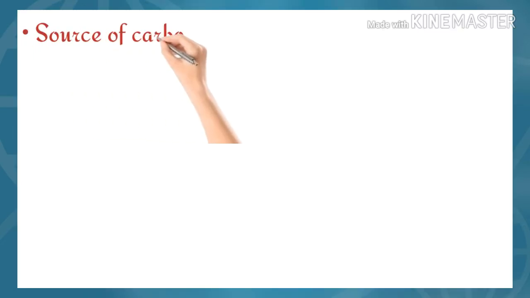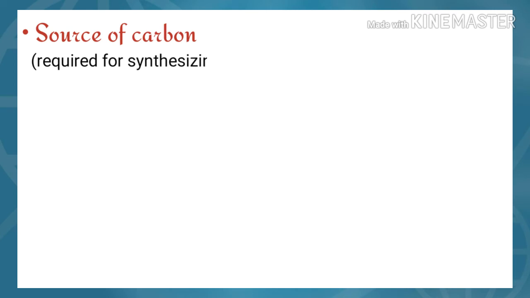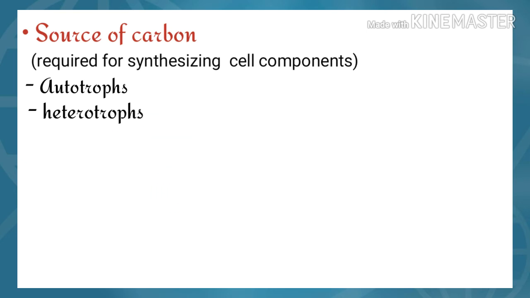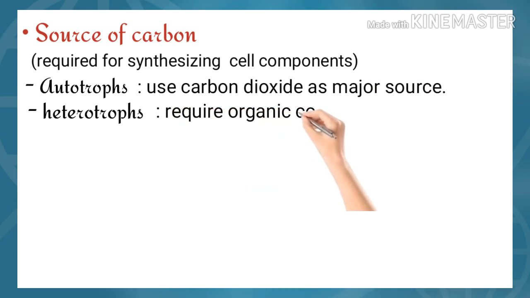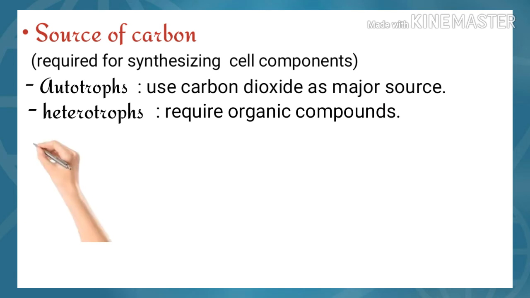Source of carbon. Carbon is required for the synthesizing of cell components. On the basis of source of carbon, bacteria can be said as autotrophs or heterotrophs. Autotrophs are those which use the carbon dioxide as a major source of carbon. Heterotrophs are those which require organic compounds as source of carbon.